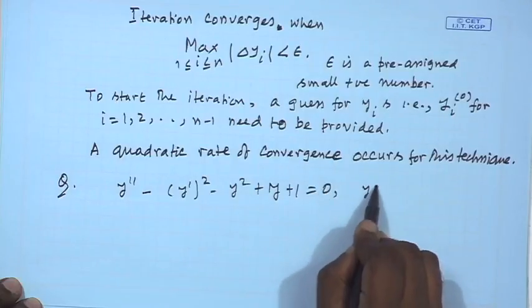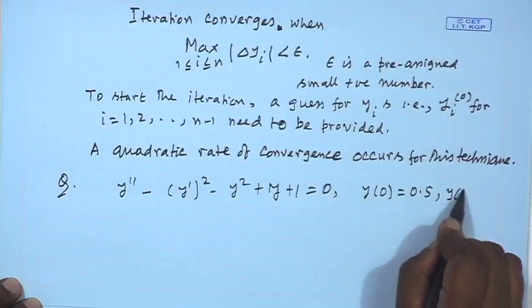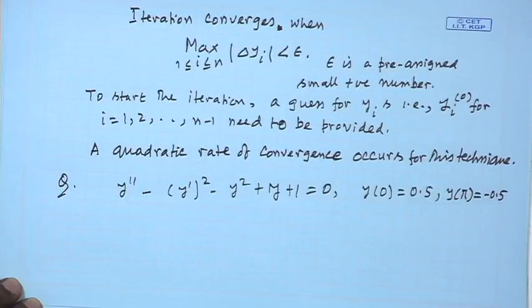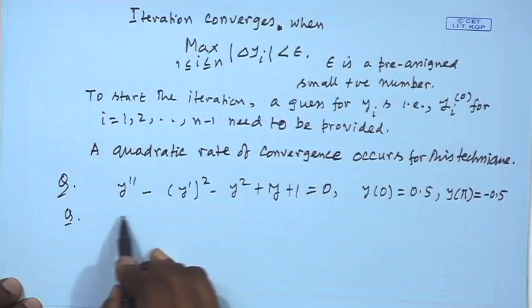So, one can solve this with y 0 as 0.5 and y pi as minus 0.5. So, this is a nonlinear problem. Now, one thing to be remembered is that whenever we talk about nonlinearities, we talk about the nonlinearities of y's, not about the x.